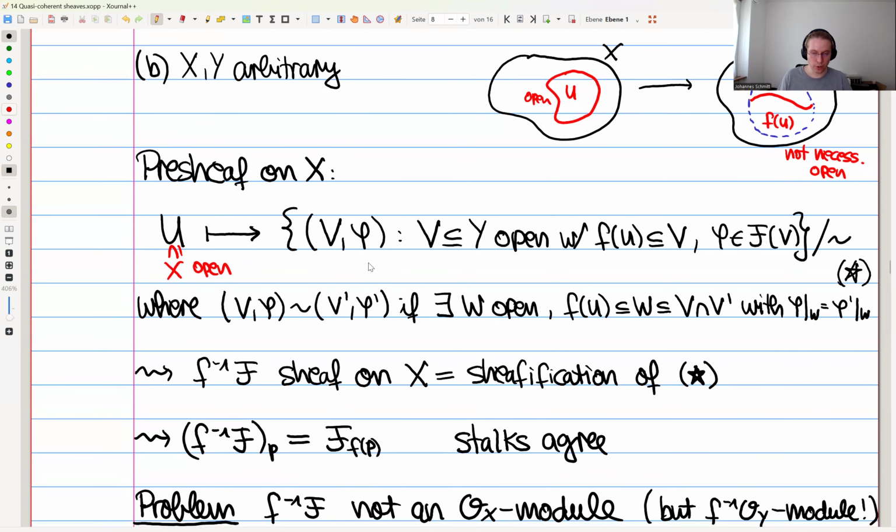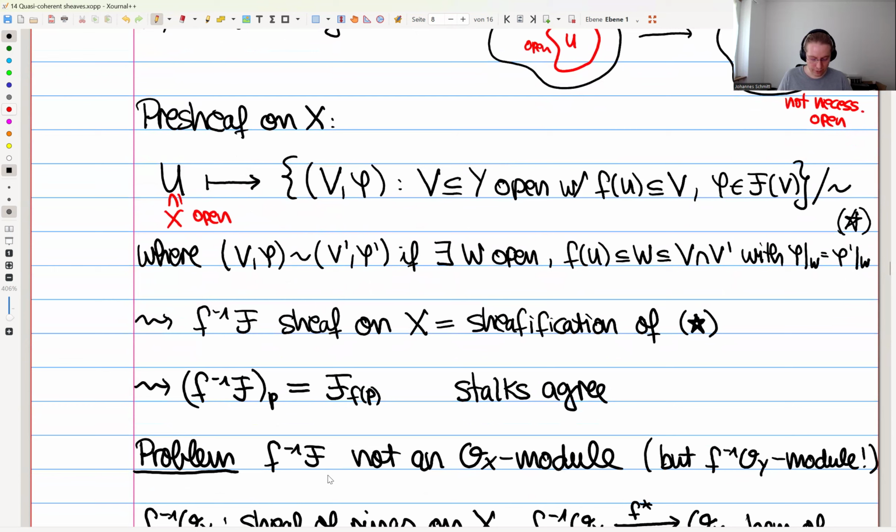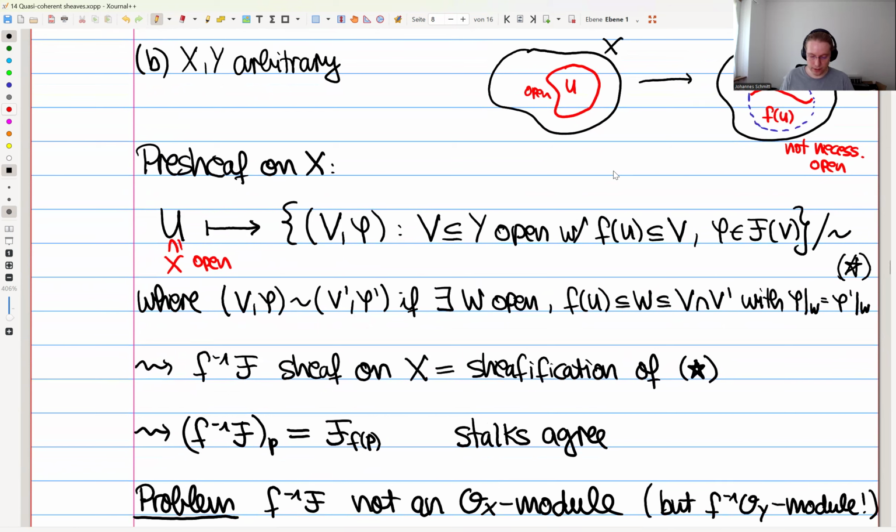One problem is, we wanted to define this pullback, which should be a module of sheaves on X. And the issue is that this f inverse of F is not an OX module. So it's not so clear how you would multiply by a function on U, because all the elements here are sections on the other side.